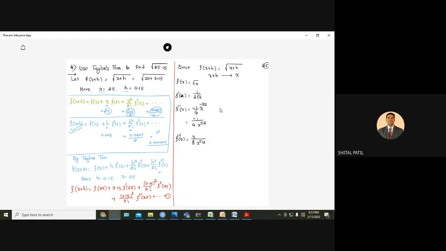Is everyone getting this? Yes, sir. Okay. Then now we have to substitute x equal to 25. F of 25, square root of 25, 5. F dash of 25, 1/10, so 0.1. Okay. Then f double dash of 25.